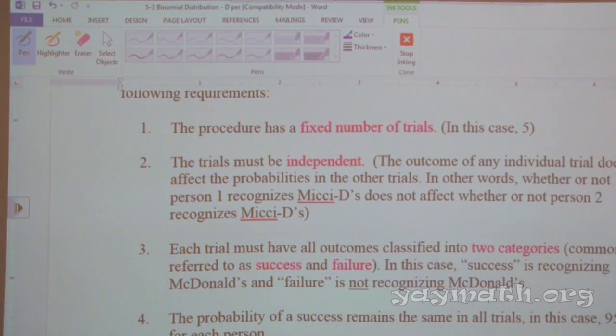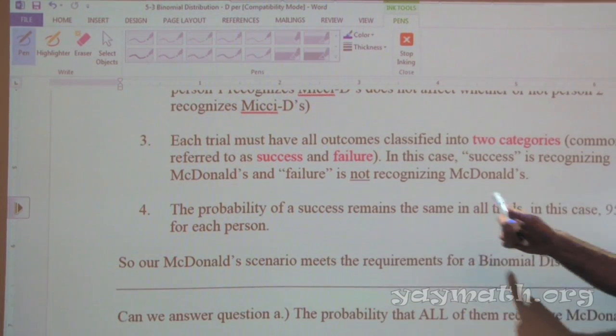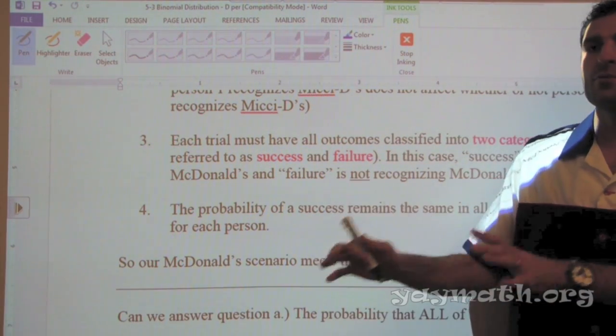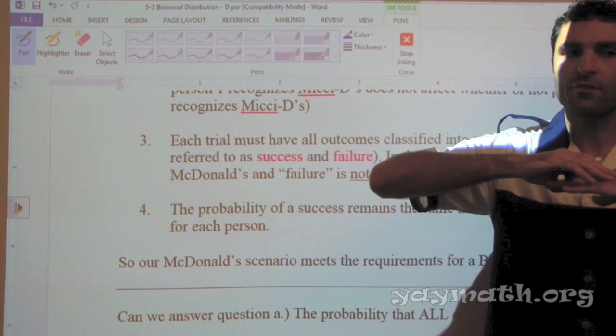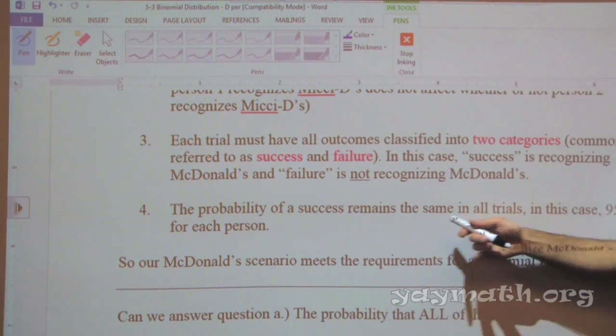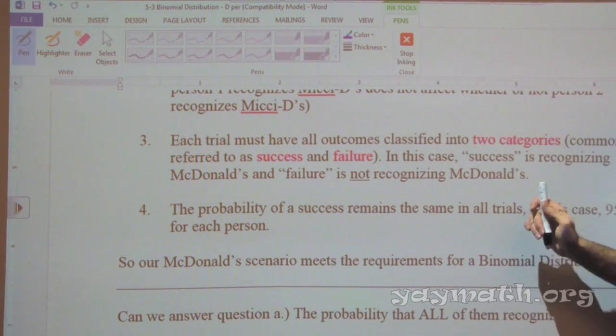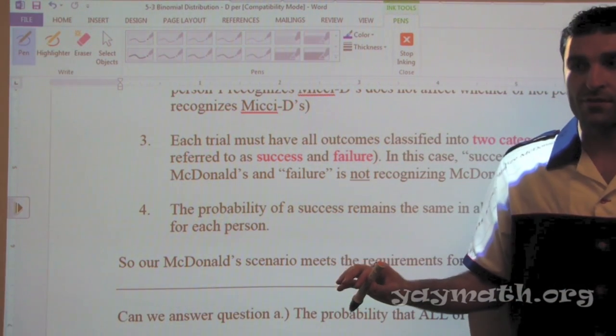And then the third is that it's success or failure. That's the bi part. Either success or failure, 2 categories. There are no overlapping categories. So we either recognize McDonald's or we don't. And finally, the probability of success remains the same in all cases. So it's always 95% per person.